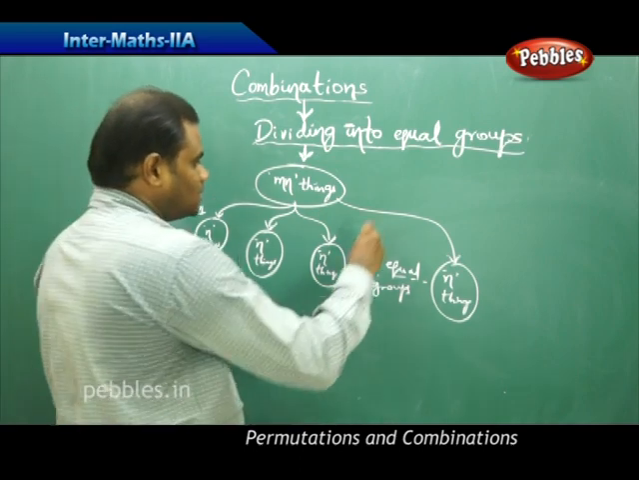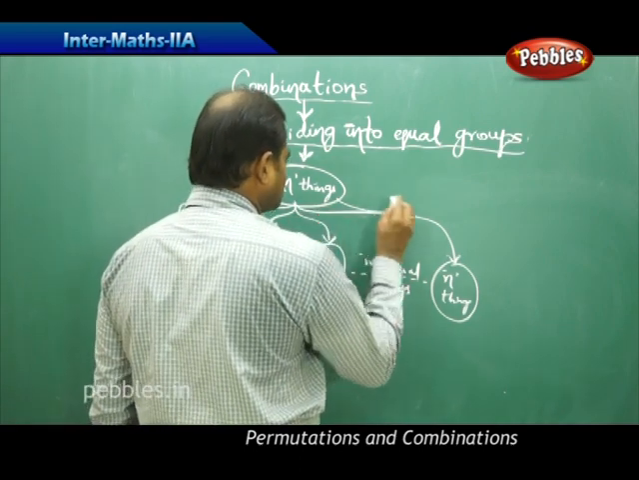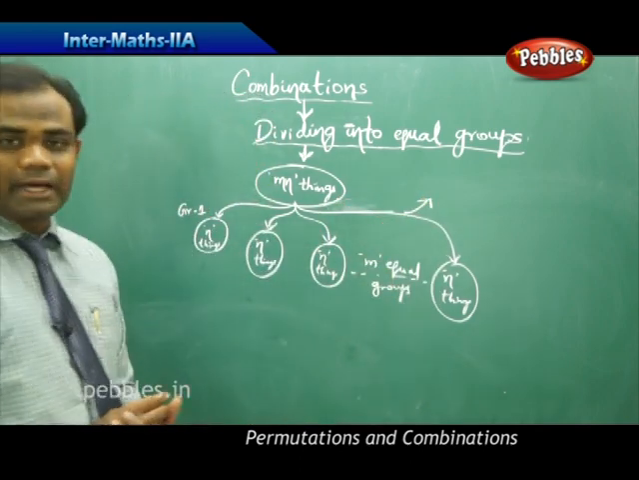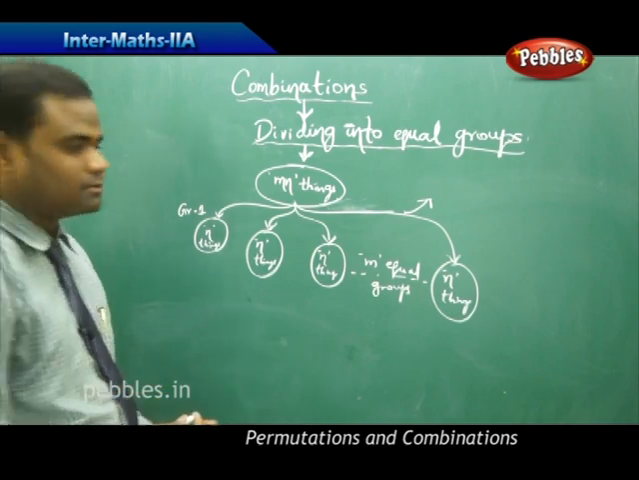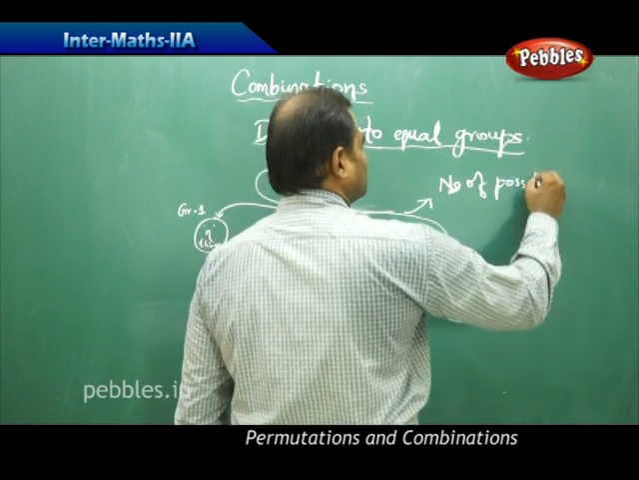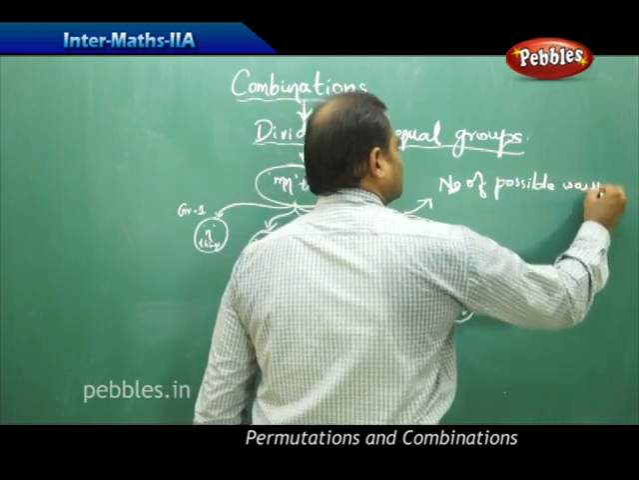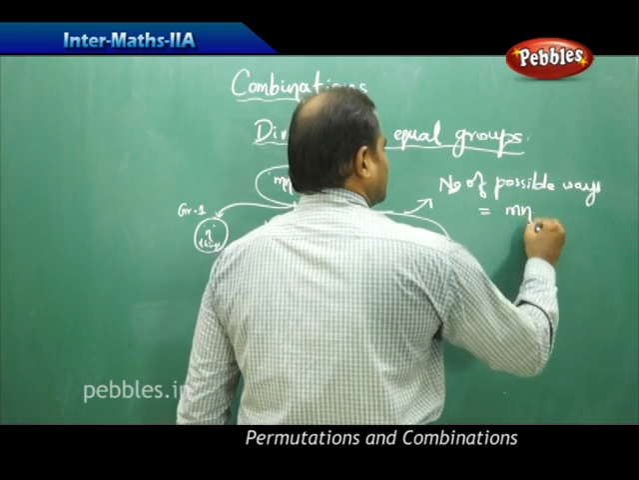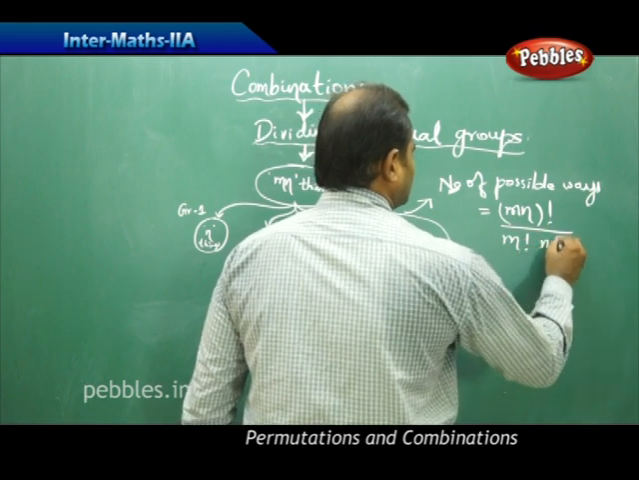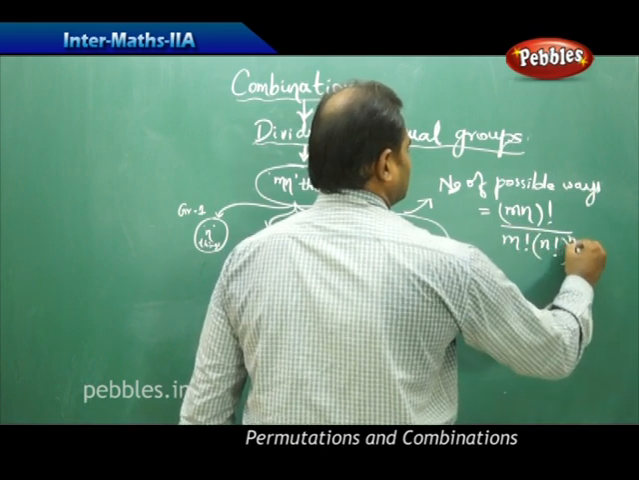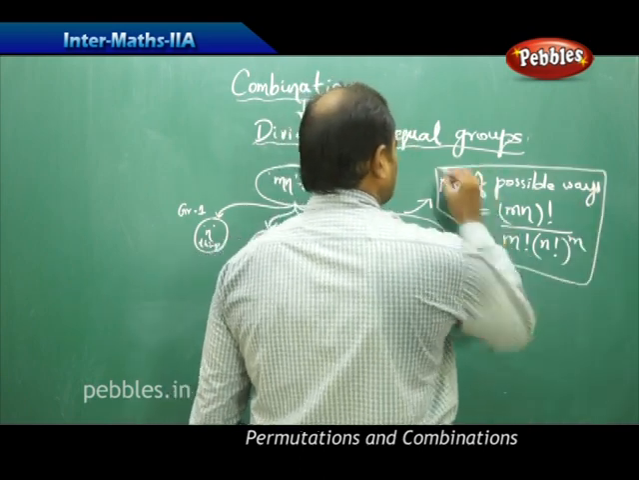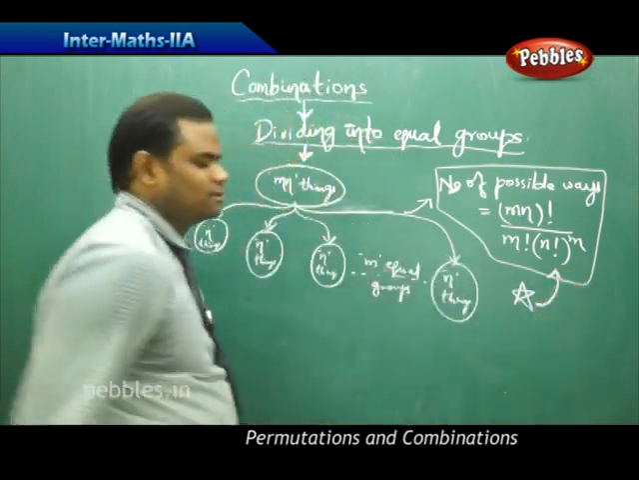So in case of this, how do we find the number of possible ways using the formula? This kind of a problem can be done using the combination, and the number of possible ways is given by the formula (mn) factorial by (m factorial n factorial) whole power m, is how we understand the formula related with this.